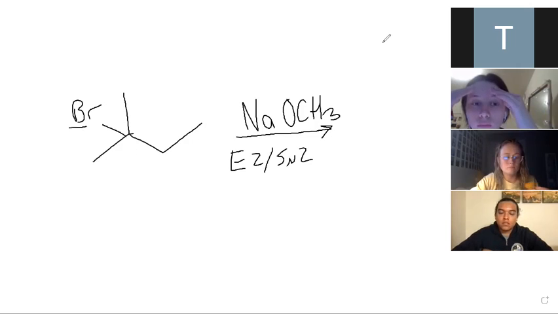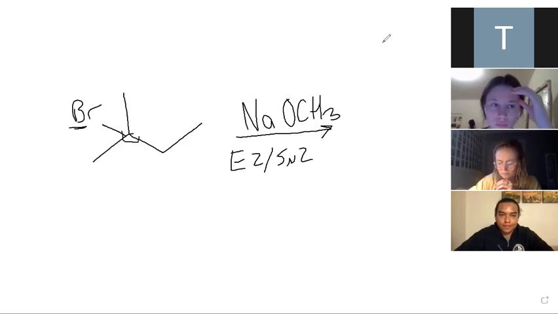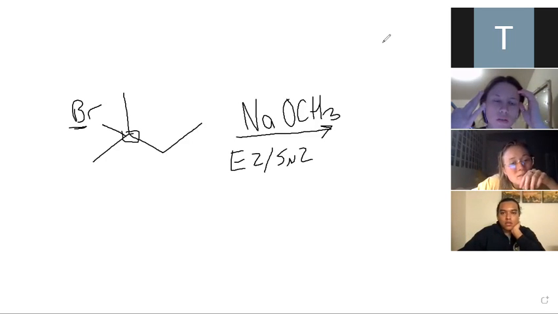Find your halogen or leaving group and look at the carbon that it's attached to. What type of carbon is that? What's its substitution? Methyl, primary, secondary, tertiary. How many carbons is it attached to? Sorry. 3, so it is a tertiary.